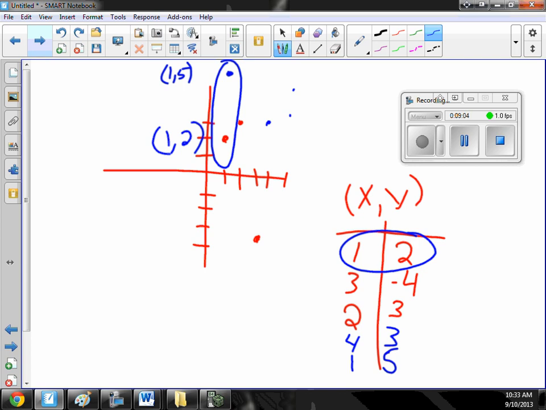Okay, well, I want you to notice those 2 points are vertical from each other. Whenever you have 2 points that are vertical, that means that the x's are the same, but the y's are different. If the x's are the same and the y's are different, you don't have a function. So we could look at a graph and we can figure out if that graph is a function just by looking at it.